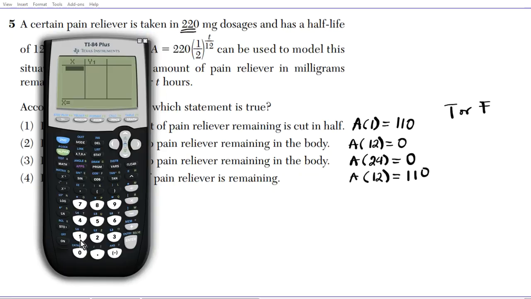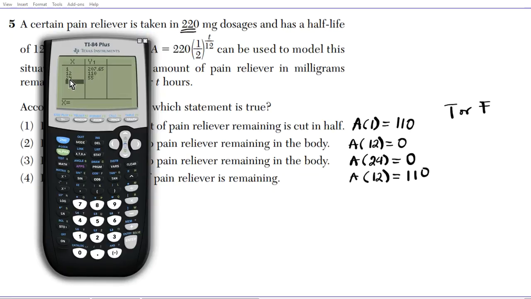So let's do 1 first. If I plug in 1, 207. If I plug in 12, 110, and 24, 55. So which statement is false, which is true? A of 1 is 207, which is not 110. A of 12 is 110, so it's not 0, it is 110. Oh, there we go, the answer.